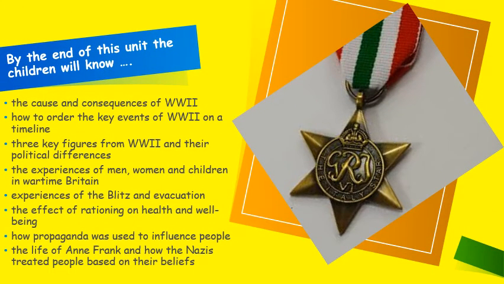By the end of this unit, the children will know the causes and consequences of World War II, how to order the key events of World War II on a timeline, 3 key figures from World War II and their political differences, the experiences of men, women and children in wartime Britain, experiences of the Blitz and evacuation, the effect of rationing on health and well-being, how propaganda was used to influence people, and the life of Anne Frank and how the Nazis treated people based on their beliefs.